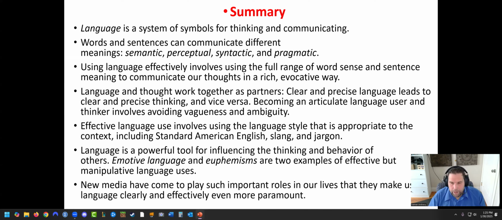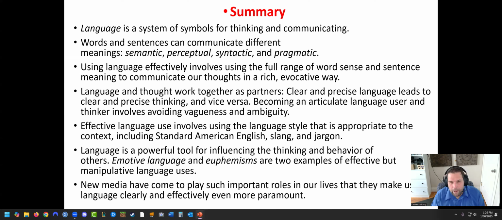So we have to have a certain command of the language that we're speaking in order to be able to fully maximize it and effectively communicate the ideas that we're trying to. Language and thought ultimately work together. They're partners. It's almost like a two-way street. Clear and precise language leads to clear and precise thinking, and in reverse, clear and precise thinking leads to clear and precise language. So becoming an articulate language user is the same process as becoming a good critical thinker, essentially.